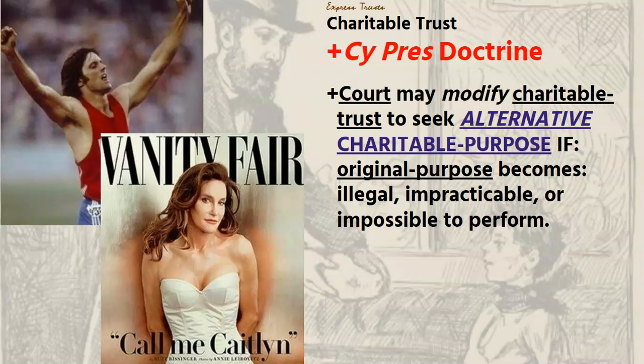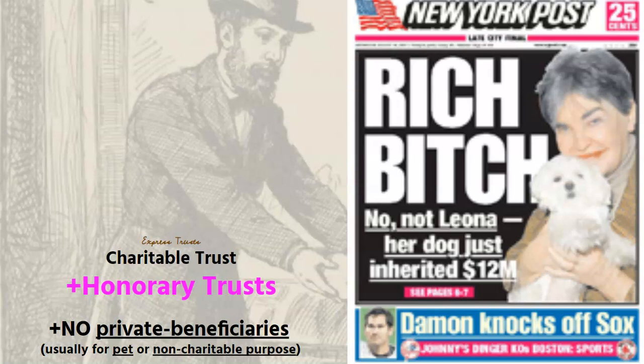The Cy-pres Doctrine. The court may modify a charitable trust to seek an alternative charitable purpose if the original purpose becomes illegal, impractical, or impossible to perform. Honorary trust. No private beneficiaries, usually for a pet or a non-charitable purpose.